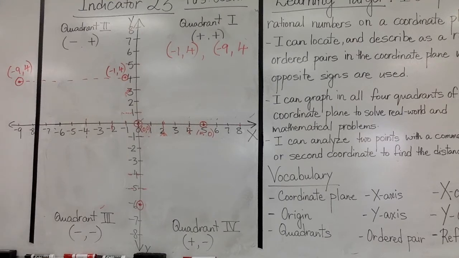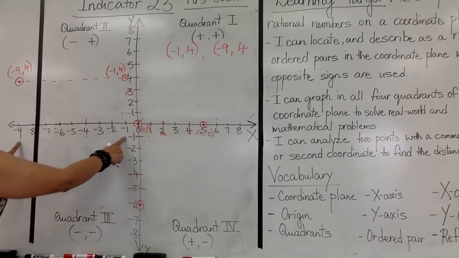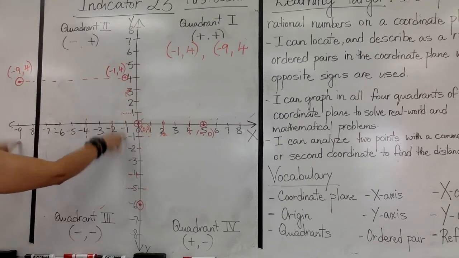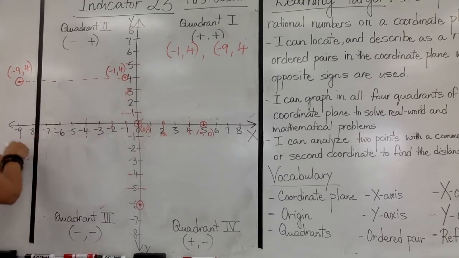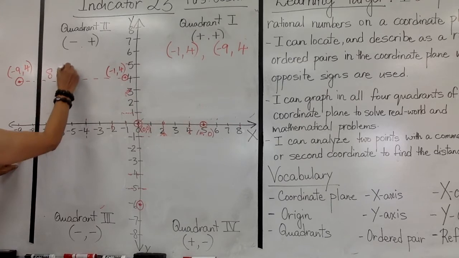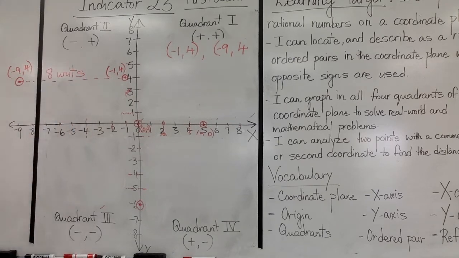And then you're seeing what is the distance, or how far apart are these points. So you can count from here to here. Okay, you can definitely do that, from -1 to -9. So this is 1, 2, 3, 4, 5, 6, 7, 8. So this is 8 units apart. Or I could do the absolute value of -9, which is 9, minus the absolute value of -1, which is 1. And so then I end up with 8 units, because the y coordinate is the same.